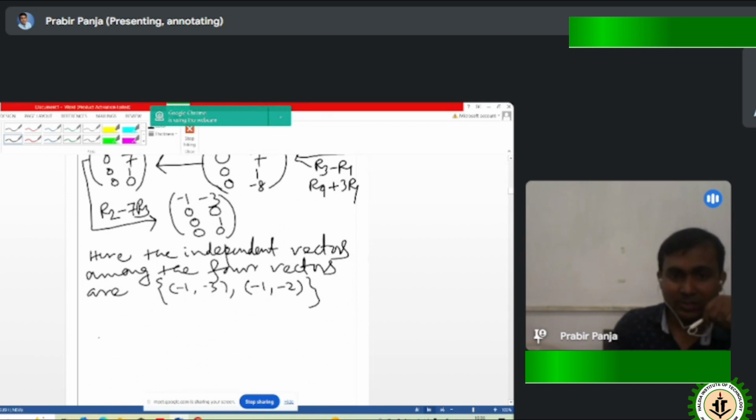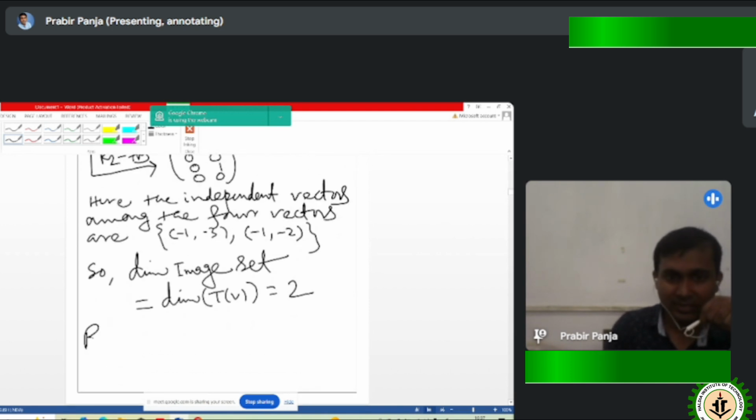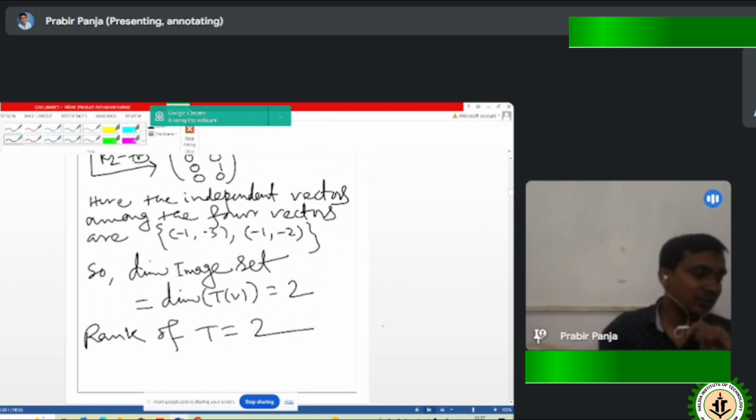So the dimension of the image set, that is equal to the dimension of T(V), or we can say the rank of the transformation T is equal to 2. So in this way, we can compute the rank for any linear transformation.